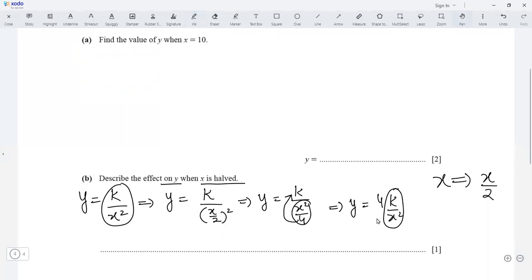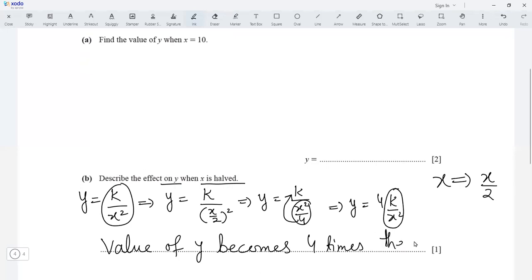So we can see that if we take half of the value of x, it will be multiplied 4 times. The value of y becomes 4 times the original value.